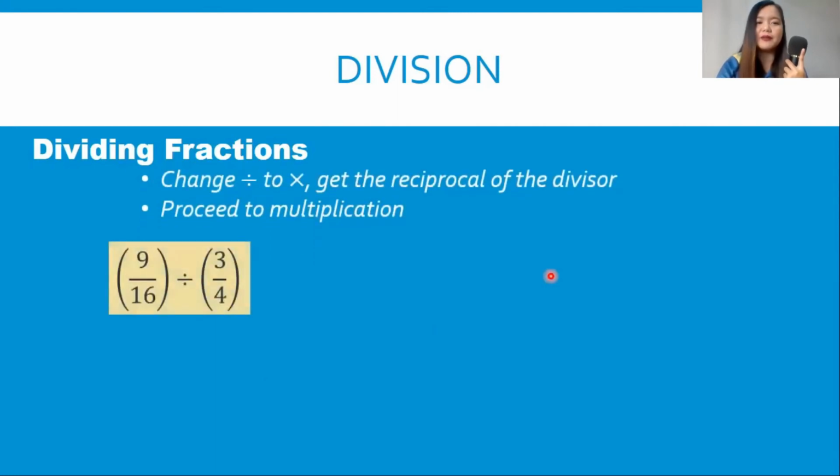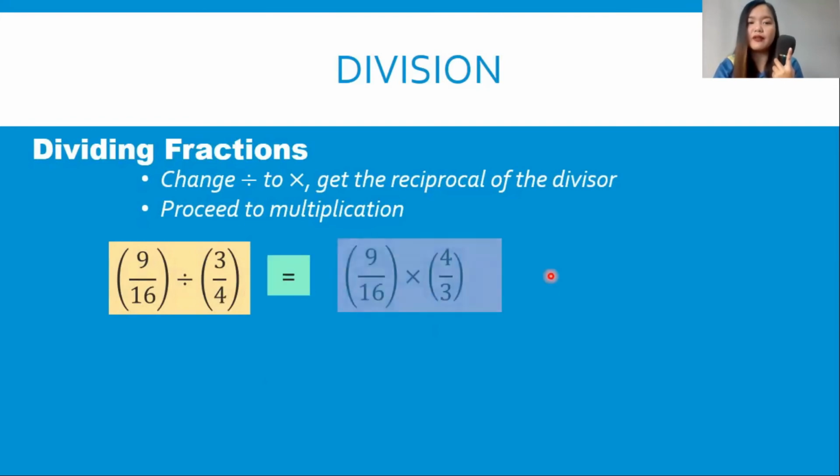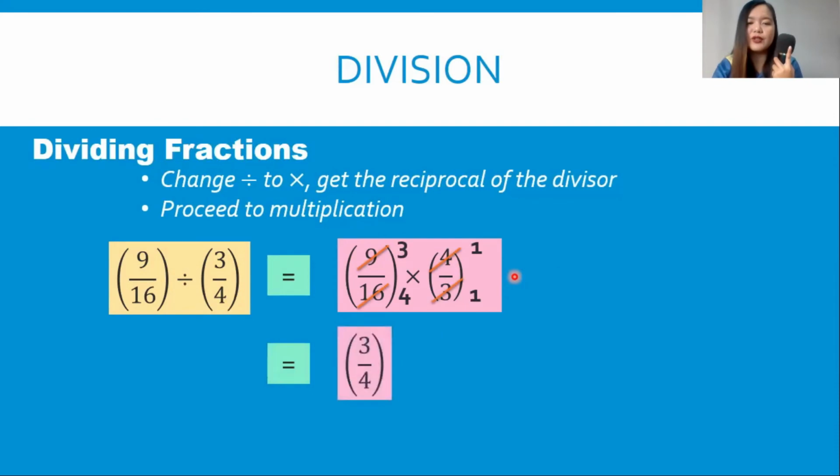Okay, another example. If you have 9/16 divided by 3/4, you have to change this to multiplication and then get the reciprocal of 3/4, which is 4/3, and then if you are to simplify that one, that's 3 and that is 1, and then simplify also, then 3 times 1 you have 3, and 4 times 1 you have 4, so your answer is 3/4.